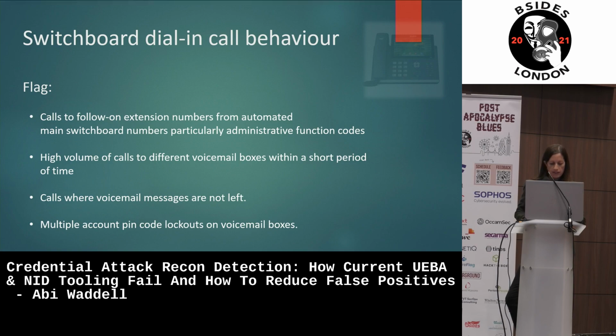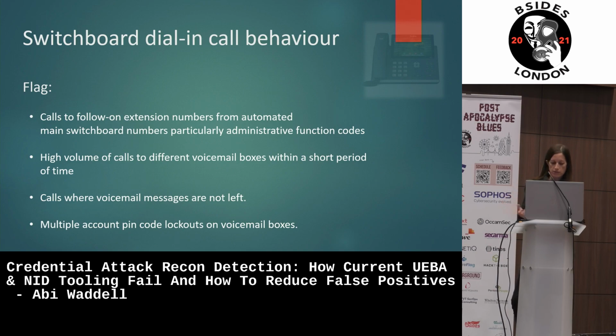It's worth flagging calls to follow-on extension numbers from automated switchboards. Look in particular at calls made to administrative function codes, which may have default or weak PIN codes set. Also look at the high volume of calls to different voicemail boxes within a short space of time where messages are simply not left, and at multiple account PIN code lockouts on voicemail boxes.